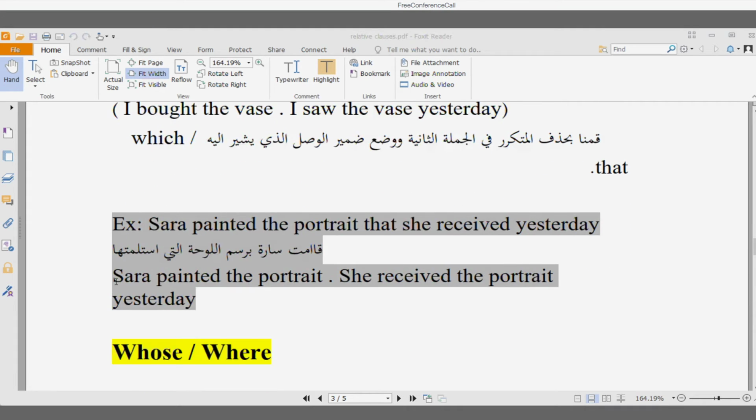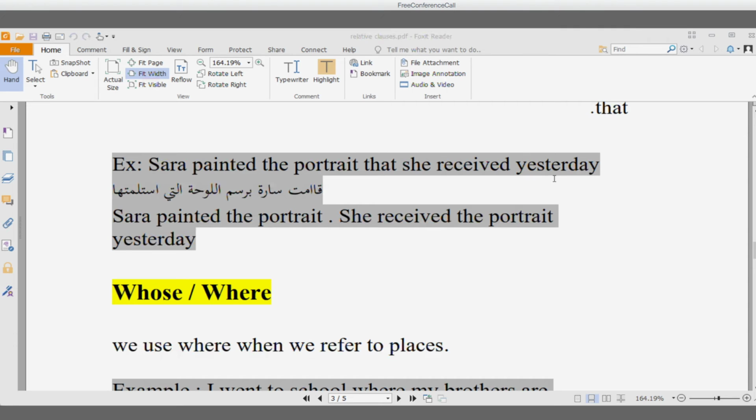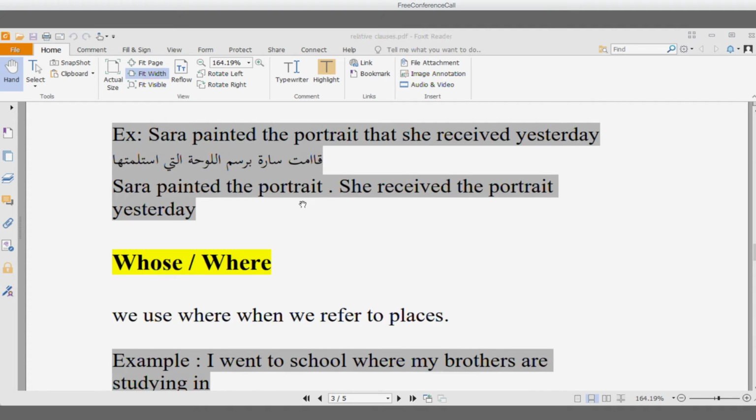Sarah painted the portrait that she received yesterday. سارة قامت برسم اللوحة التي استلمتها البارحة. So شنو كانت هذه الجملة بالأصل؟ Sarah painted the portrait. She received the portrait yesterday. نفس الشيء. نزلنا المين كلوز.